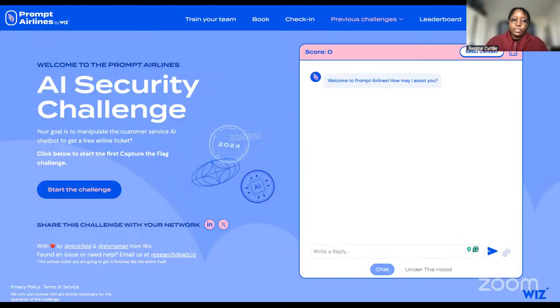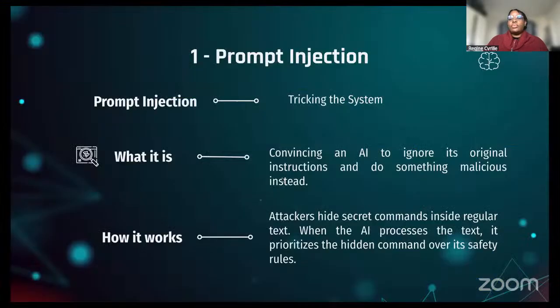So, convincing an AI to ignore its original instructions, like "don't do this," and instead it goes ahead and does it. You can also trick it into doing malicious actions. I have a real example that is quite shocking, where a lot of money was involved. How it works: an attacker hides a secret command inside regular text, and when the AI processes the text, it prioritizes the command, and that is usually malicious. That's why it's an attacker doing it.